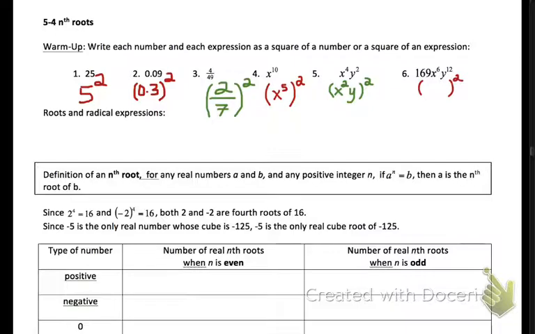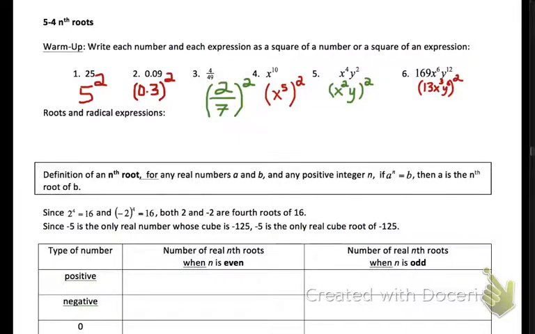And then the last one, number 6, writing this expression as a quantity squared. What squared is 169? That would be 13 times 13. And what squared would give me x to the 6th? That would be x to the 3rd. And that would be a y to the 6th. If you can read that 6 in there, it's kind of small.